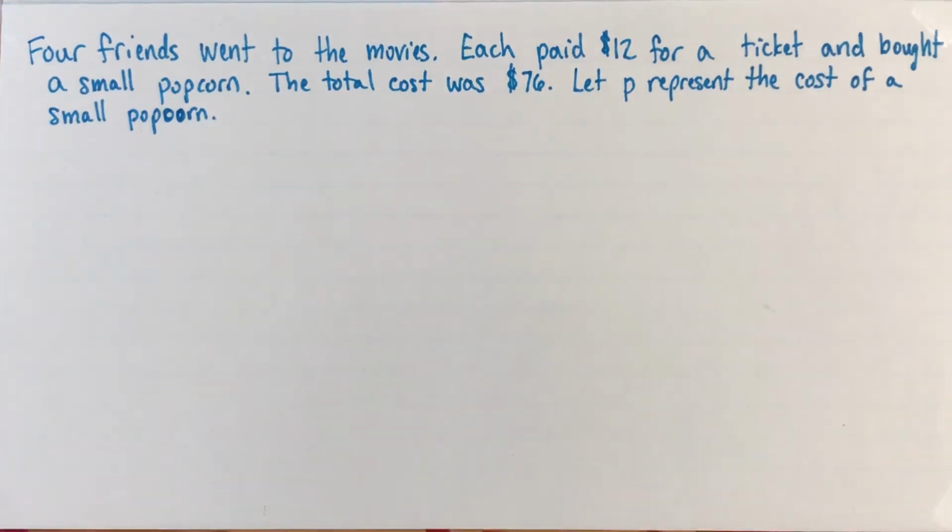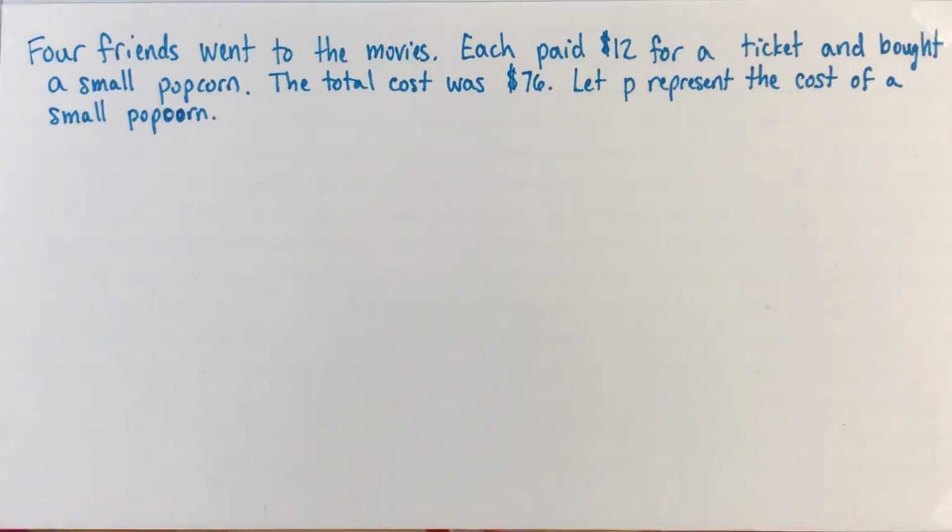In this video, we're going to use the distributive property to write an equation, and then we'll solve that equation with two different methods. Alright, so here's the story. Four friends are going to the movies, and each one pays $12 for a ticket, and each one also buys a small popcorn. Right? So the total cost for the four friends was $76.